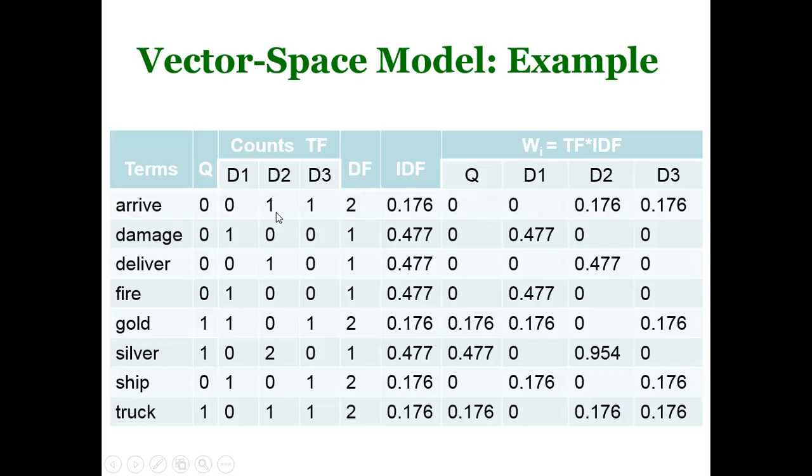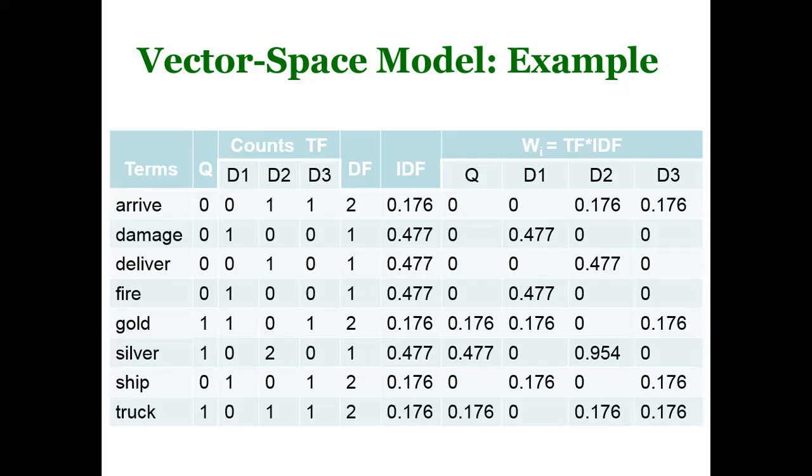But in document 2, TF is 1. 1 times IDF 0.176 will give you 0.176. In document 3, TF is 1, IDF is 0.176. TF-IDF of the term arrive in document 3 is 0.176. So in this way, for all the terms, we have to calculate their TF-IDF in each document, including the query.